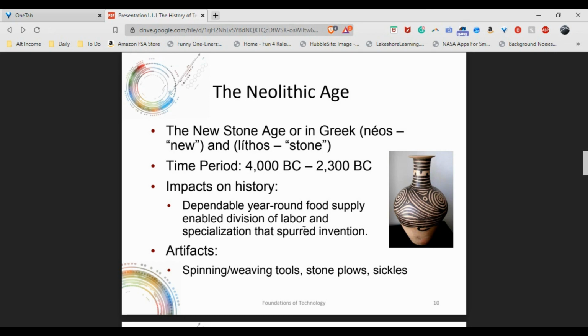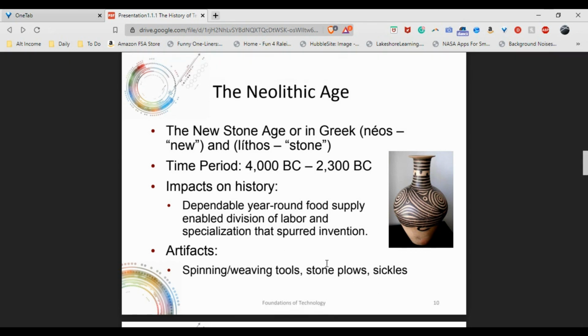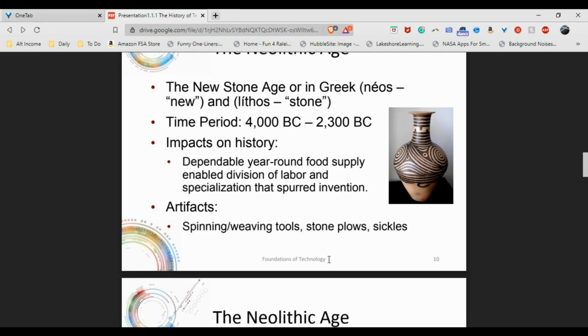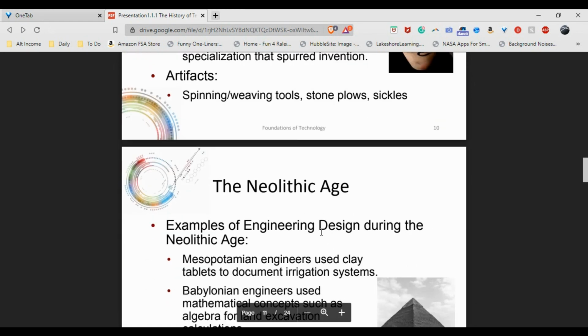Some of the things that we've seen from this: spinning and weaving tools, so we're talking about better types of clothing; stone plows and sickles. So stone plows, there's your gardening, more farming, the agricultural industry. Now we're moving into the Neolithic Age, and this is where, at least in my mind, I would say engineering truly started to take off.